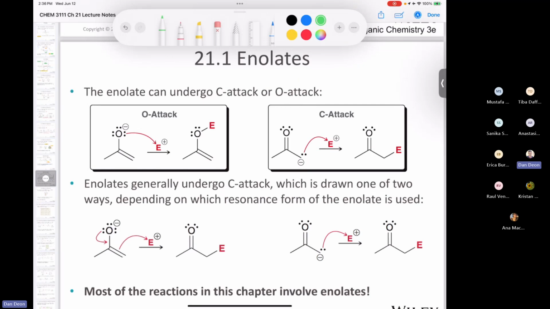An enolate sometimes does what we call O attack, where the oxygen acts as the nucleophile, and then sometimes it does C attack, where the carbon is your nucleophile. However, generally speaking, enolates undergo carbon attack, or C attack, which you can draw the way that it's shown here. There's nothing wrong with this. Or you can draw it using two curved arrows like this. Both of them are acceptable.